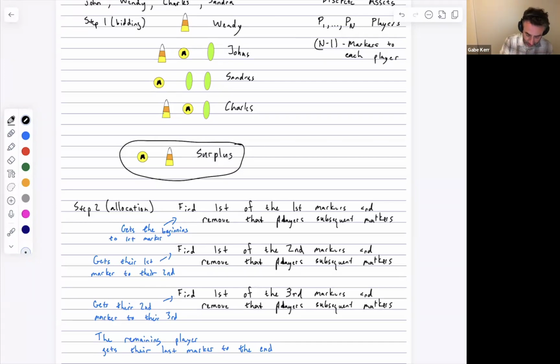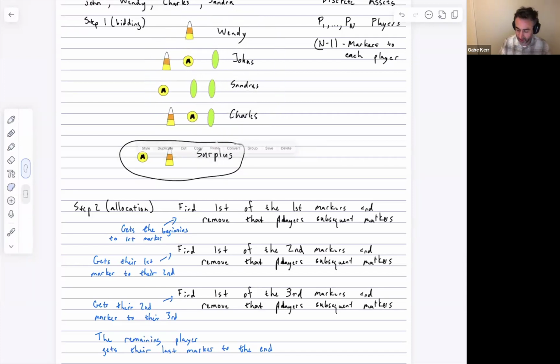So this gives us a fair division because, in a sense, you forced each player to make a choice. You forced every single one of these players to choose some kind of division of that line that they thought was fair.